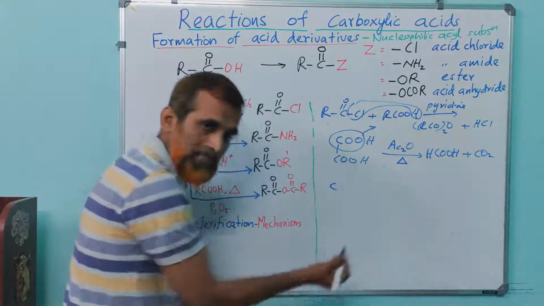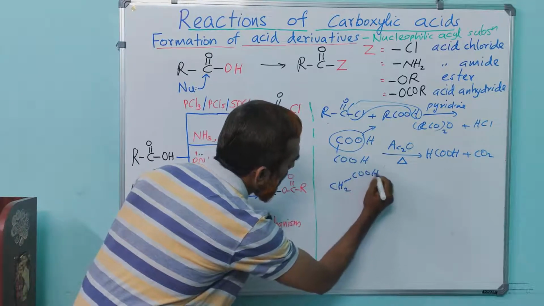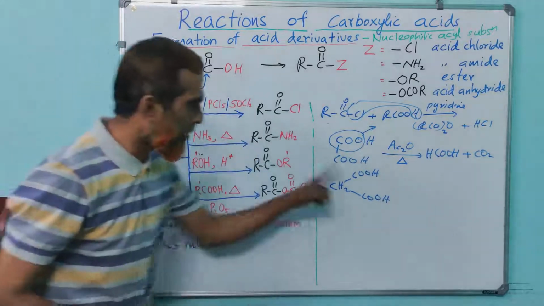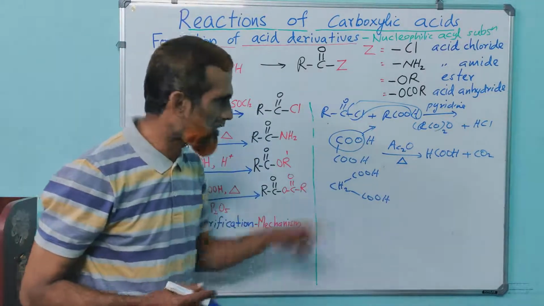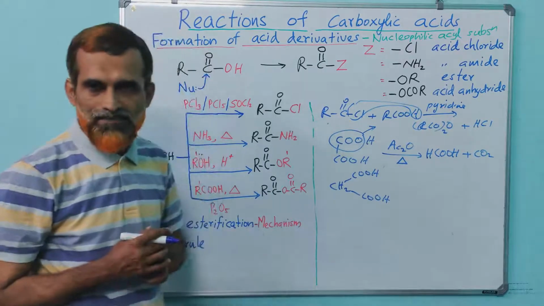If you go to the next member, that is CH2(COOH)2, this one. What is this compound? We have discussed this one, dicarboxylic acid. What is this? The next homologue. This is called malonic acid.